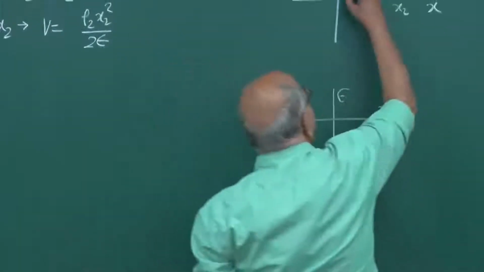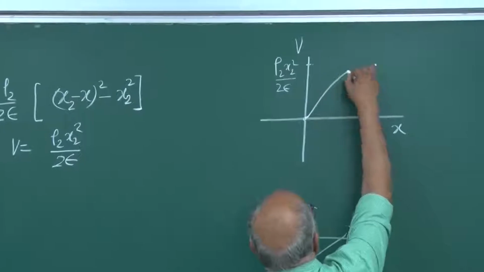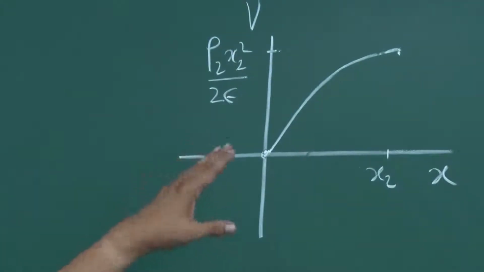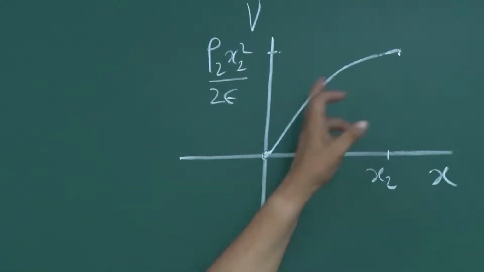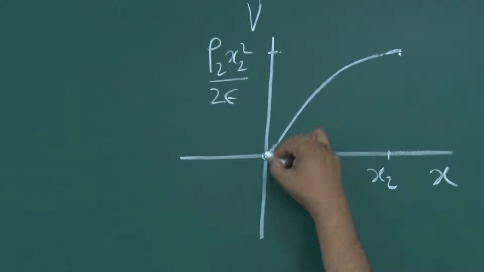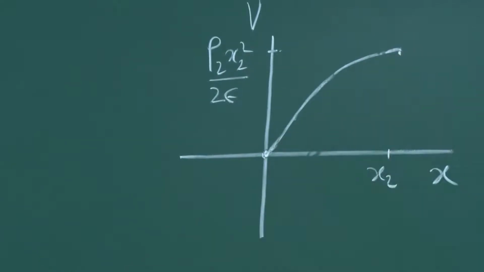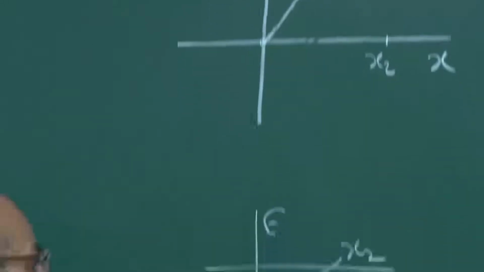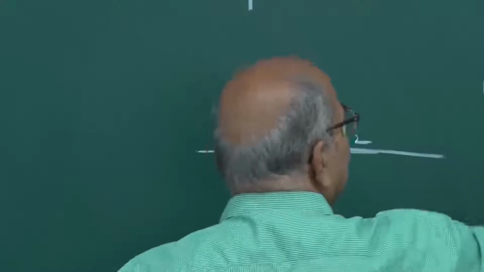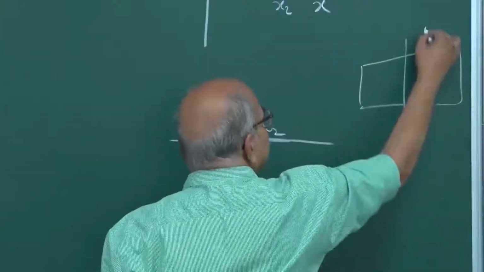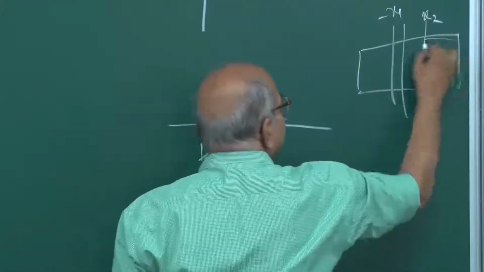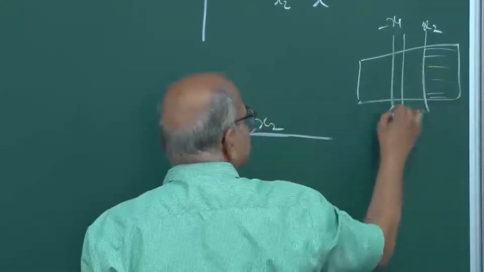So it should be of this kind. Right? So that should be the kind of plot, quadratic, joining this point, and slope gradually decreasing as you increase x, and beyond x2, right? Beyond x2, that means in your PN junction, this is x2 and this is minus x1. So beyond x2, here in this region, this is the depletion region.